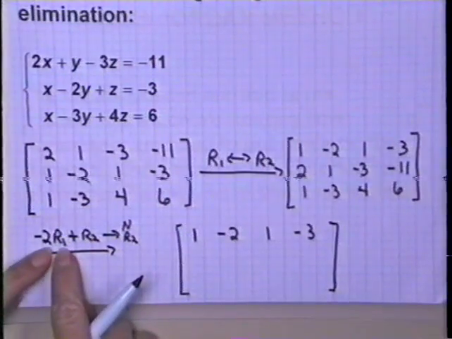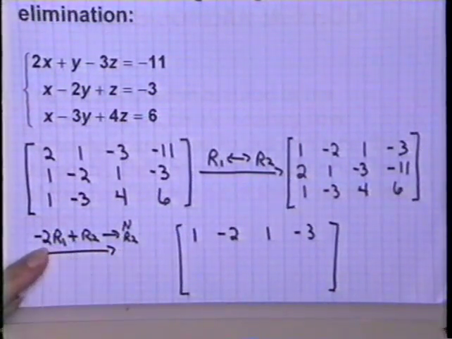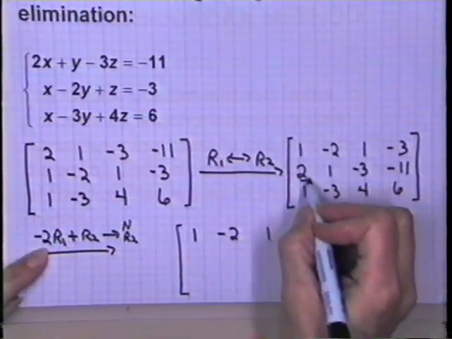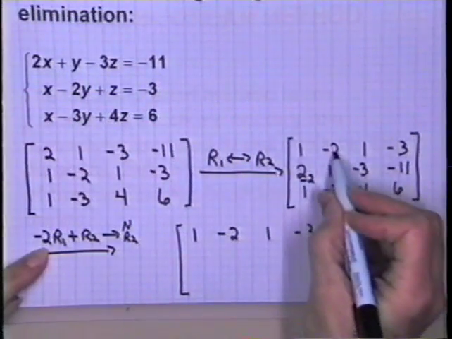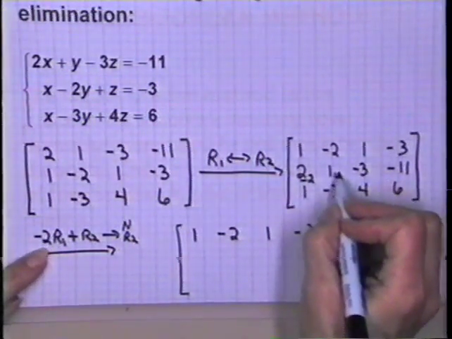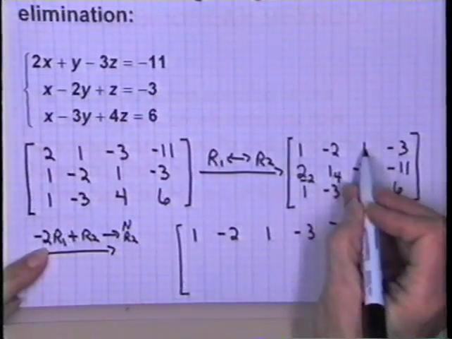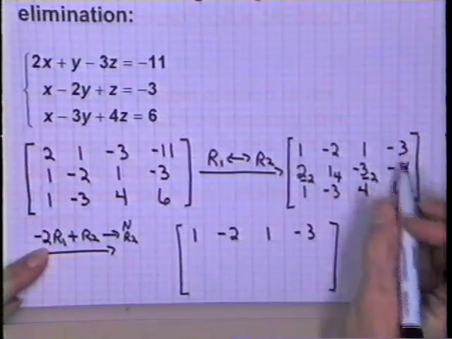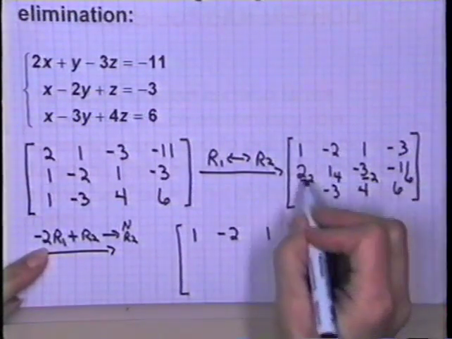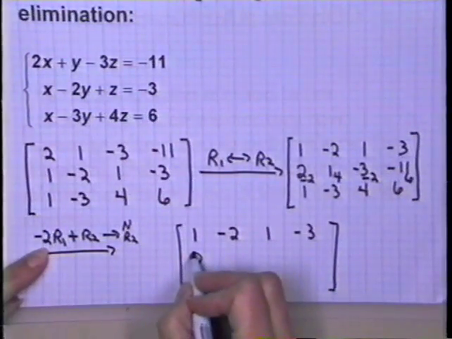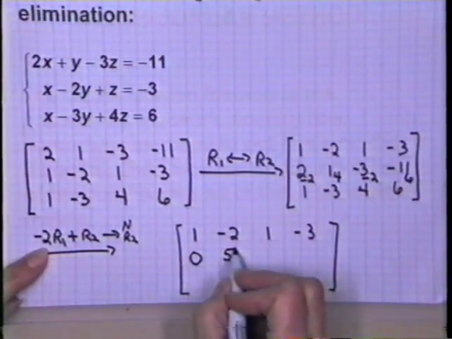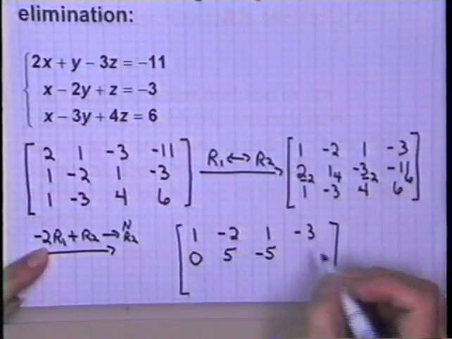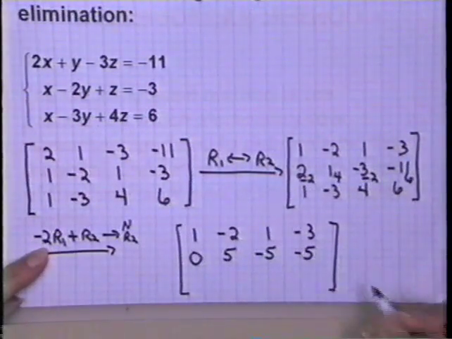Now, notice that to change row 2, we're going to use negative 2 times row 1. So let's look right here. If I multiply negative 2 times 1, I get a negative 2. If I multiply negative 2 times negative 2, I get a positive 4. If I multiply negative 2 times 1, I get a negative 2. And if I multiply negative 2 times negative 3, I get a positive 6. Now let's add those numbers. I get a 0. 1 plus 4 is 5. Negative 3 minus 2 is negative 5. And negative 11 plus 6 is negative 5.